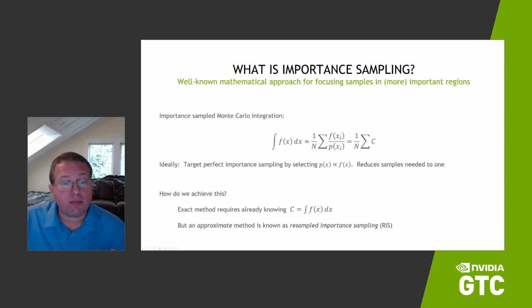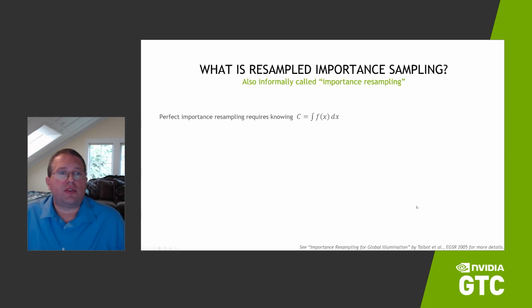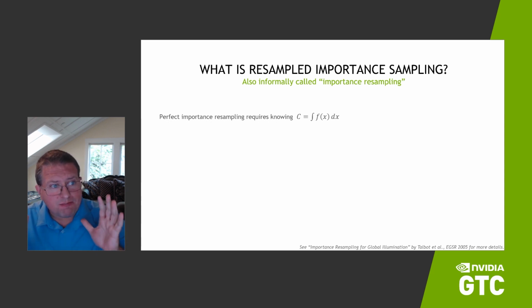Fortunately, however, there's an approximate method that allows us to approximately compute c. And this technique is known as resampled importance sampling, and I'm going to get to that in a moment. But if I can approximately sample c, I might not be able to get by with 1 ray per pixel, but maybe I can get by with 2 or 3. So what is resampled importance sampling? It's also known as RIS, and I'll informally call it importance resampling, which is a little bit less of a mouthful. Now, perfect importance resampling requires you to know this integral, which we won't know.